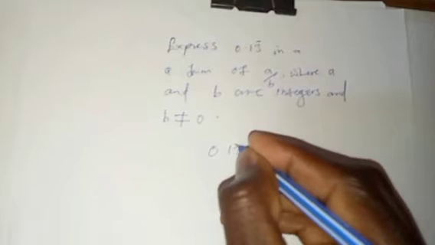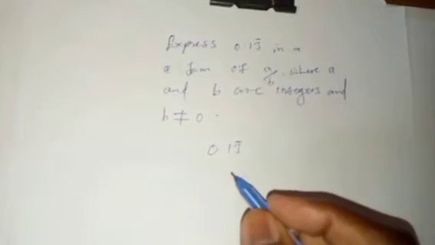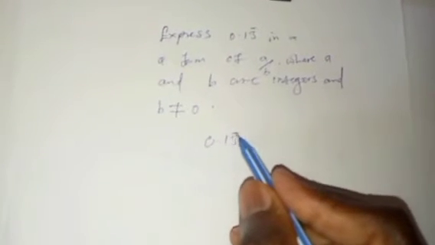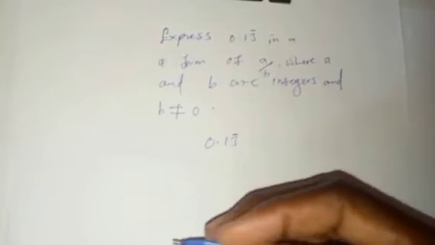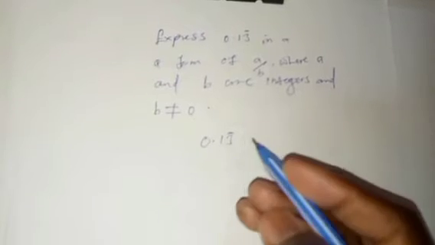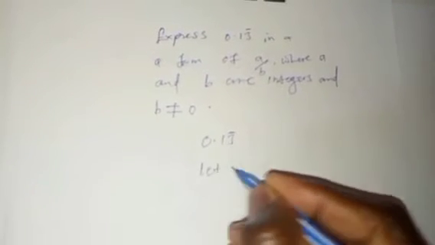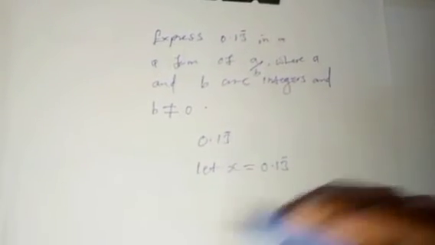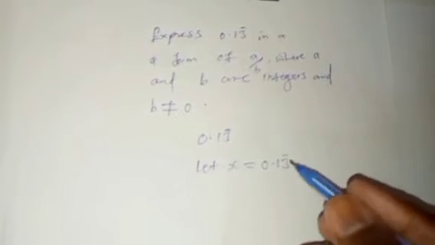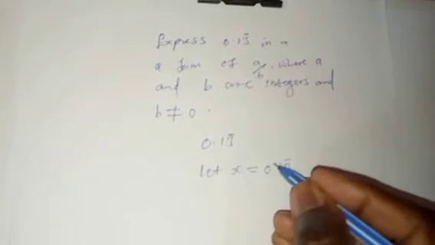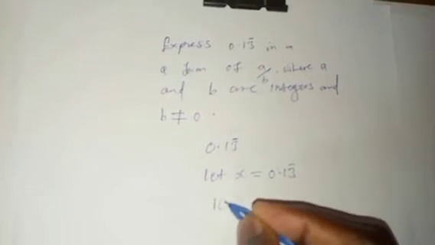To express that, if you check this number, which is 0.13, the bar is on 3 and not on 1. What am I supposed to do to come up with a true number? I have to multiply this by a given number which is going to move the point so that I can have a repeating number just after the decimal place. First of all, say let x be equal to 0.13 bar. So I have to multiply by 10.